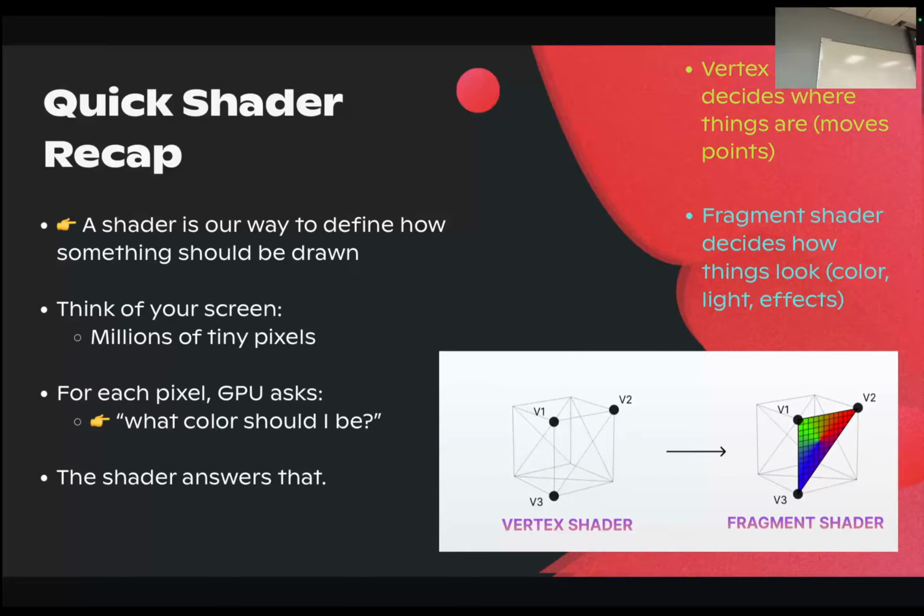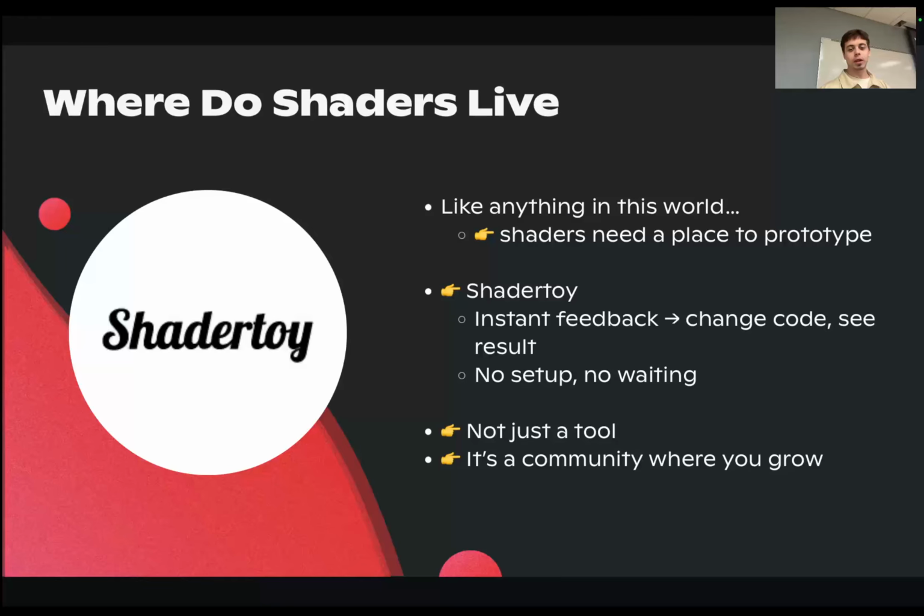So far we covered two types of shaders. The basic one is the vertex shader, which decides where things are, moves points. And the fragment shader decides how things should look: color, light, effects, etc. As we're not relying on any vertices, ray marching takes place in the fragment shader. All right, so let's move on.